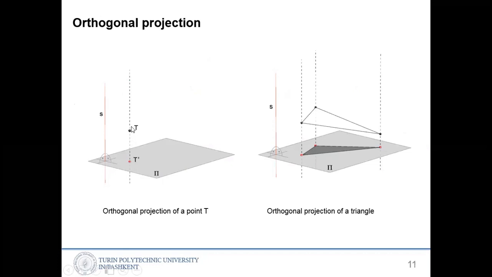So there is the point T in the space and T dash in the plane P. Or a triangle shape is given like this, but we are looking perpendicularly to the plane P, and then we are projecting, using lines parallel to each other, and generating these red dots and this triangle.